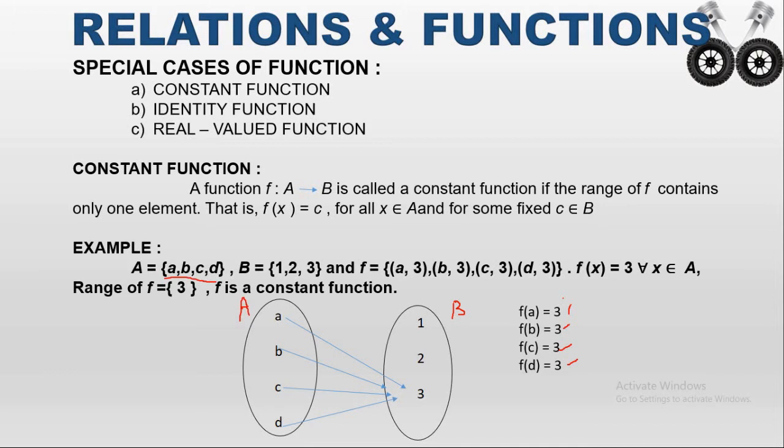So we can write f of x equals 3 for all x belonging to A, and 3 is the constant, which belongs to capital B. For the constant function, how can we write the general term? f is the function from A to B, that is f of x equals c, for all x belonging to capital A and c belonging to capital B. What is c? c is some fixed value that belongs to B.